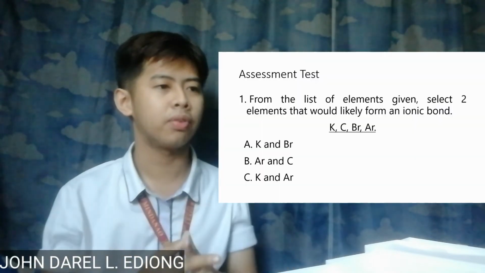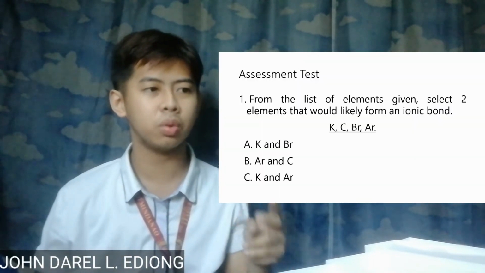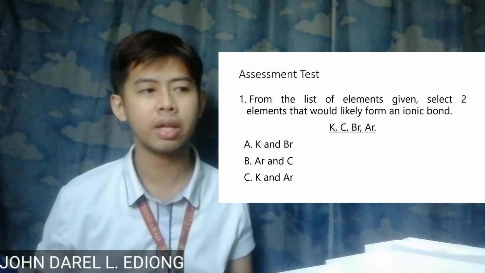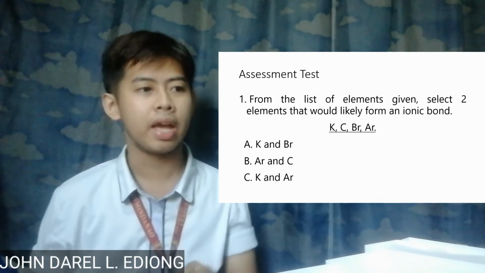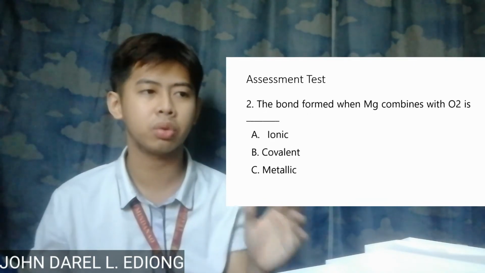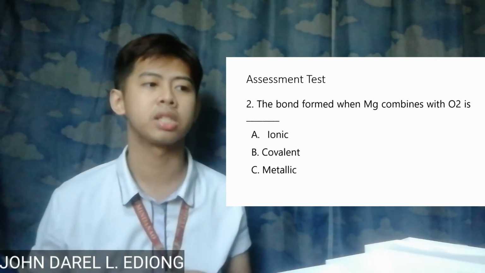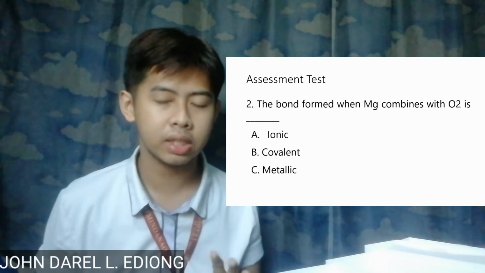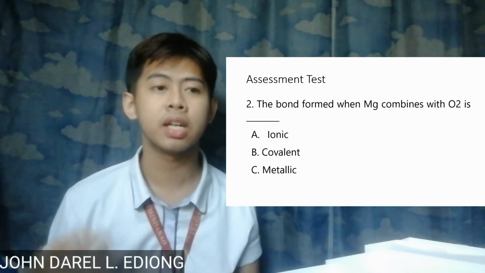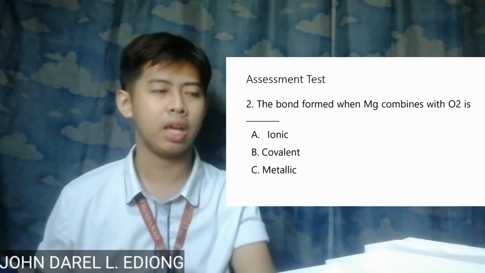Number 1. From the list of elements given, select 2 elements that would likely form an ionic bond. What is the answer? It is letter A. Number 2. The bond formed when magnesium combines with oxygen is A. Ionic, B. Covalent, C. Metallic. That is ionic.